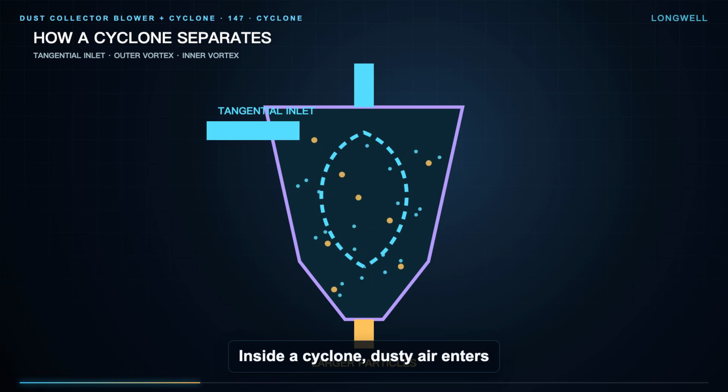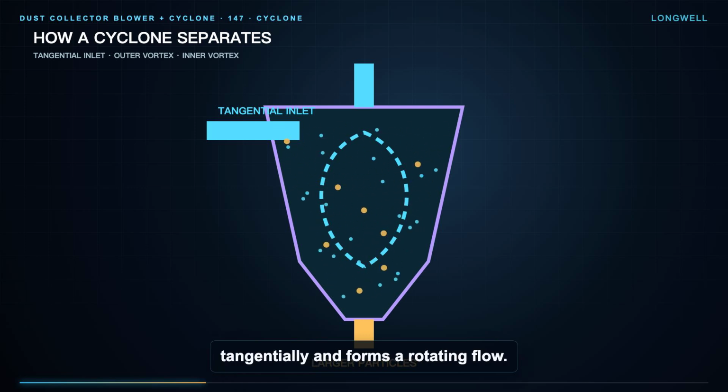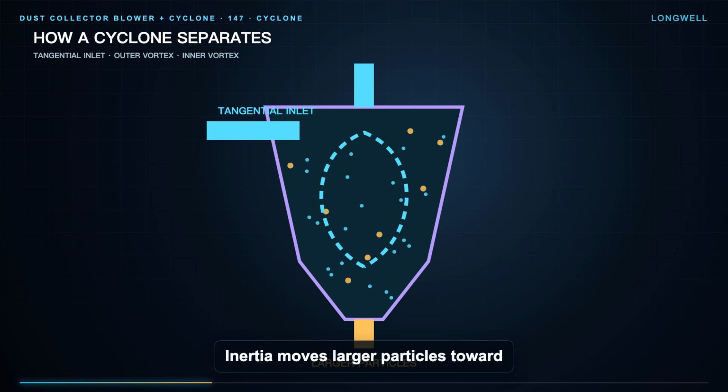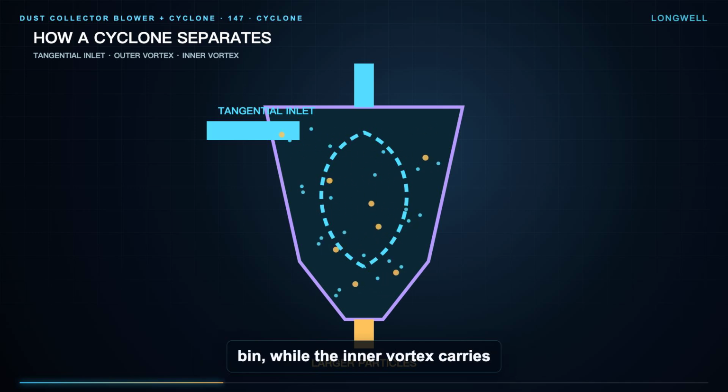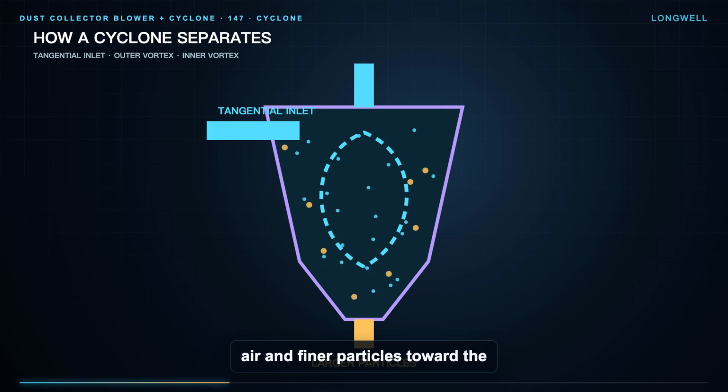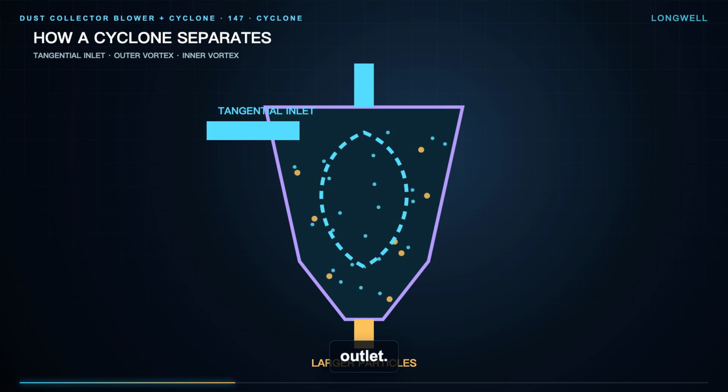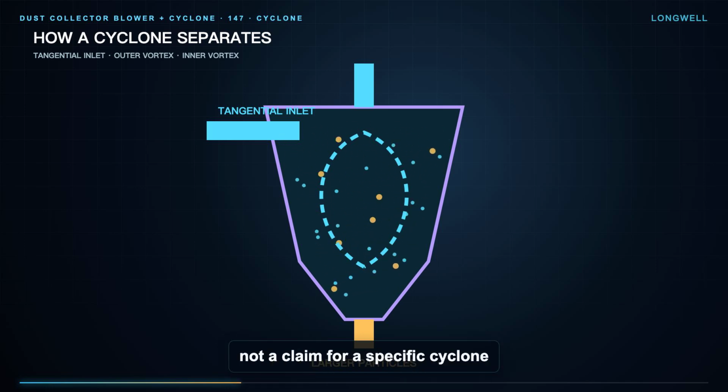Inside a cyclone, dusty air enters tangentially and forms a rotating flow. Inertia moves larger particles toward the wall, gravity carries them into the collection bin, while the inner vortex carries air and finer particles toward the outlet. This is a conceptual cutaway, not a claim for a specific cyclone geometry.